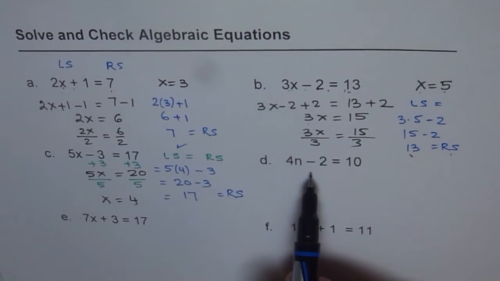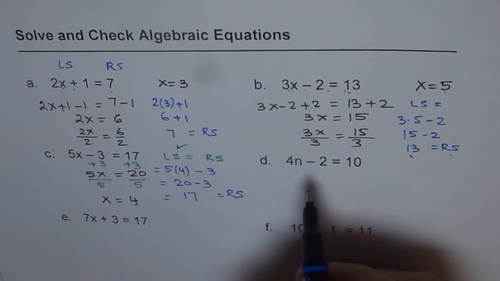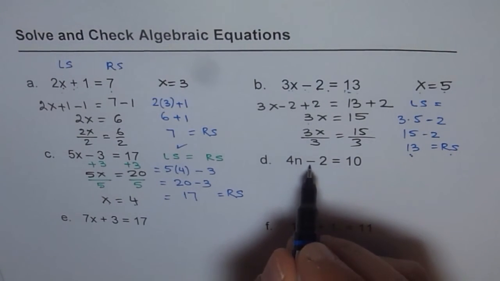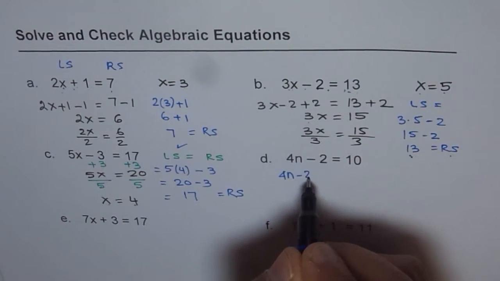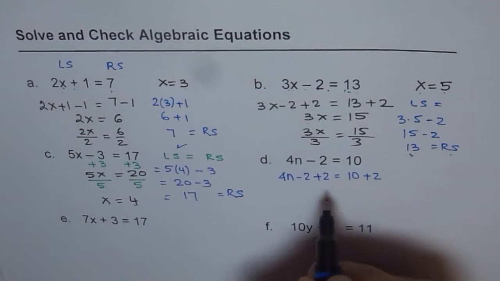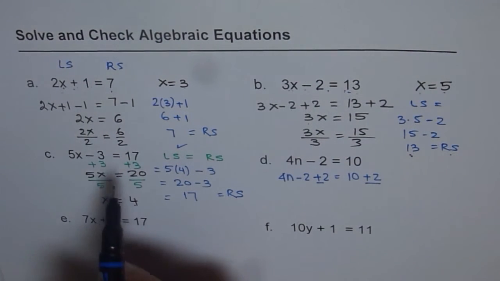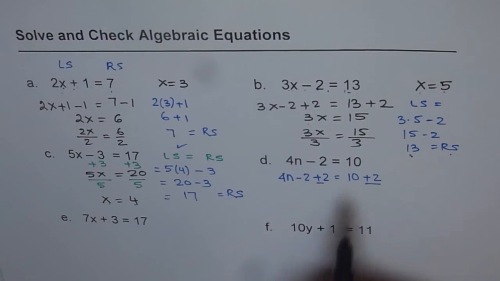D. 4n minus 2 equals 10. Now, here we'll adopt the method shown here. That is, in 4n minus 2, we will add 2 to both sides. So I can write 4n minus 2 plus 2 equals 10 plus 2. That means we added 2 on both sides. Correct? It is as good as writing it like this, plus 3 plus 3, but this is kind of better.